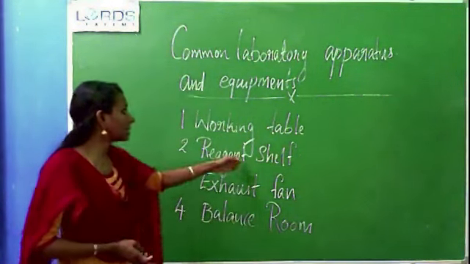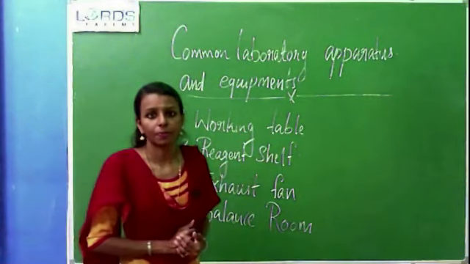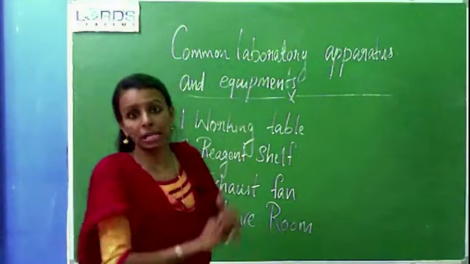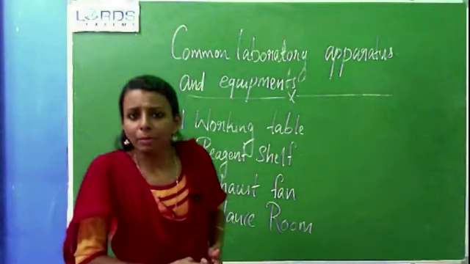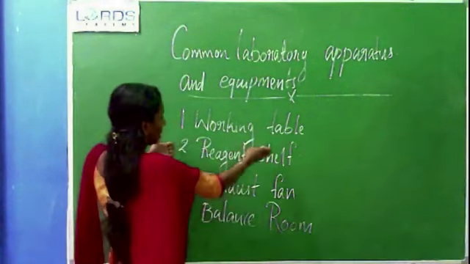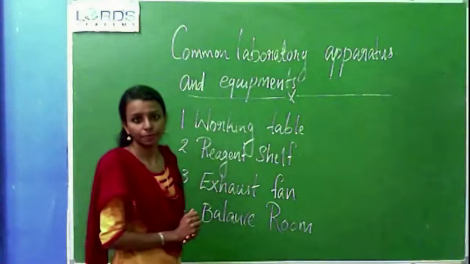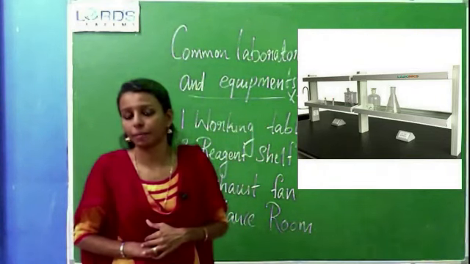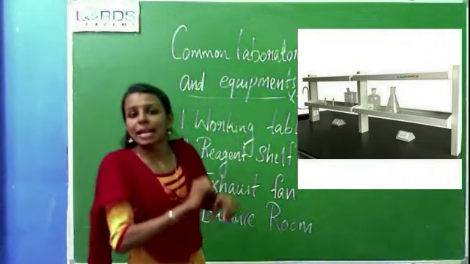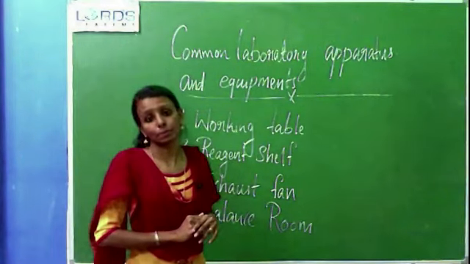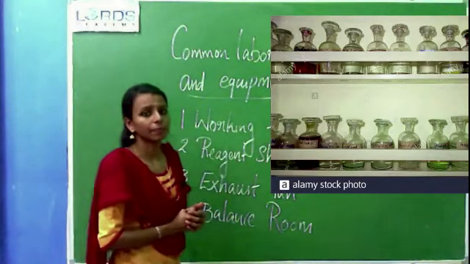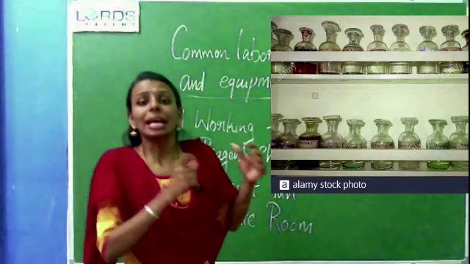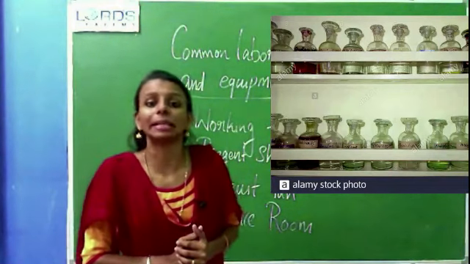Next we are moving to the second facility, the reagent shelf. What is the use of a shelf in our classroom? We can keep the books in an organized manner. In our chemical laboratory also there is a shelf. That shelf is known as the reagent shelf. Yes, a number of reagent bottles are present here, and each reagent bottle is labeled with its name. What is the use of the reagent shelf? We can keep the reagents in an organized manner. In order to avoid confusion, each reagent bottle should be labeled with its name.